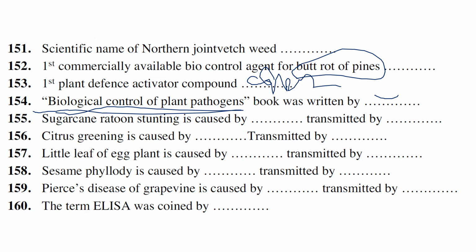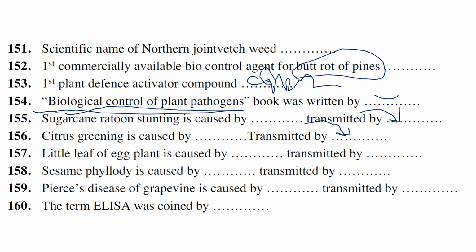Sugarcane ratoon stunting is caused by Leifsonia xyli subspecies xyli. Previously it was called Clavibacter xyli subspecies xyli. Now the name has changed to Leifsonia xyli subspecies xyli, which is mainly transmitted by setts. Citrus greening is caused by Candidatus Liberibacter asiaticus, which is transmitted by psyllids. The scientific name of the psyllid is Diaphorina citri.